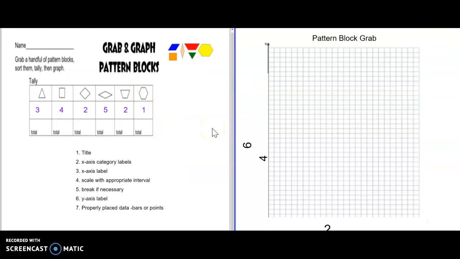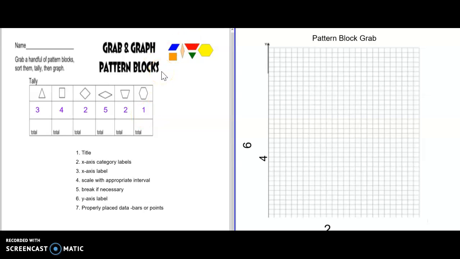Okay, so in class, this would have been a pattern block grab. So I would have given you a bag and you would have grabbed pattern blocks out of it in order to kind of have a little fun with this. But since we're not in class and I can't give you pattern blocks, I just decided how many we would have grabbed. So in our data table, we got 3 triangles, 4 squares, 2 rhombus, 5 kites, 2 trapezoids, and 1 hexagon. So we need to have all those same parts, okay?